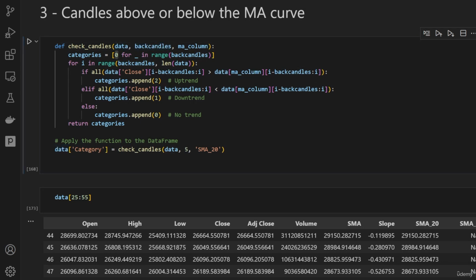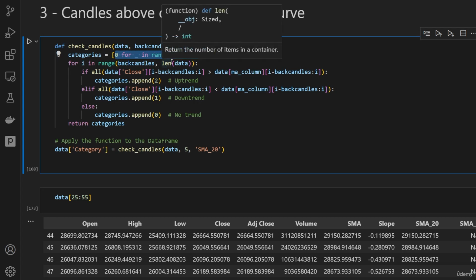It takes the number of back candles: how many consecutive candles we need to have above or below the moving average curve before we consider that we have an uptrend or a downtrend. And the third parameter is the moving average column, which is a series containing the moving average values. So first we're starting by defining a list, which we call categories. And the first few candles cannot be computed. We can't have a signal for these candles because we don't have enough back candles at the beginning of the data frame to compute the category or the trend in this case.